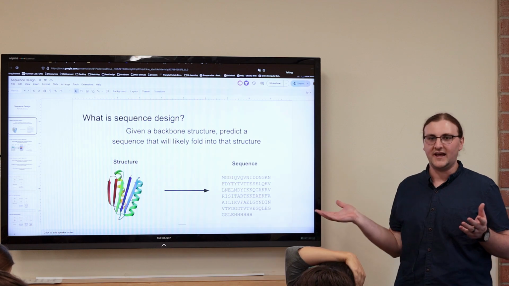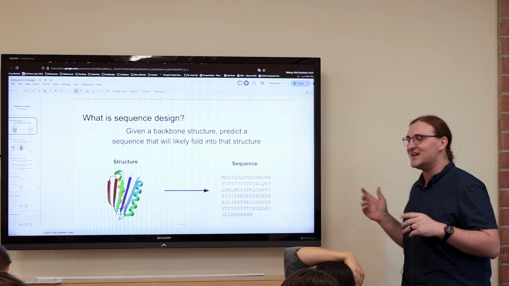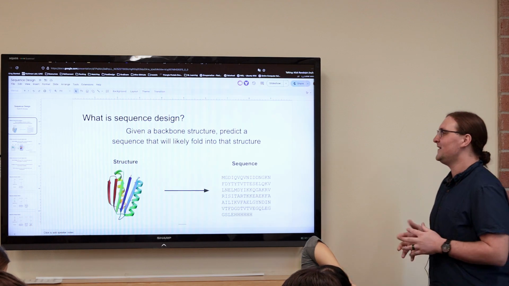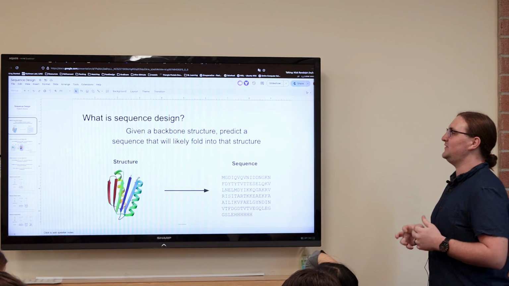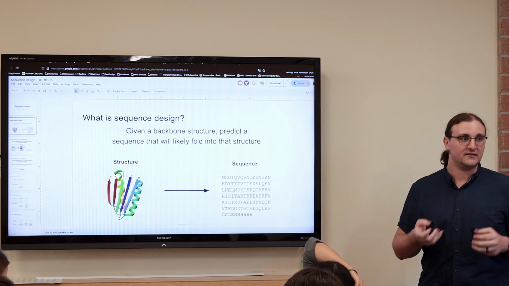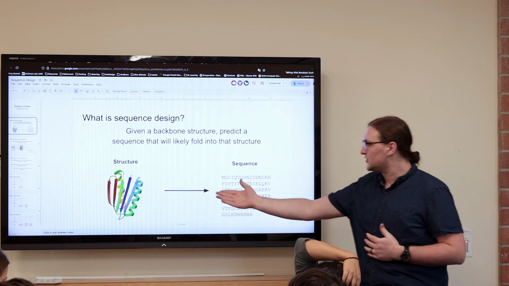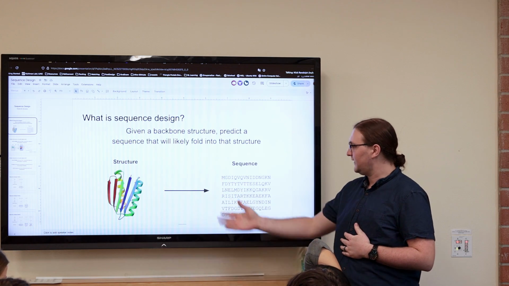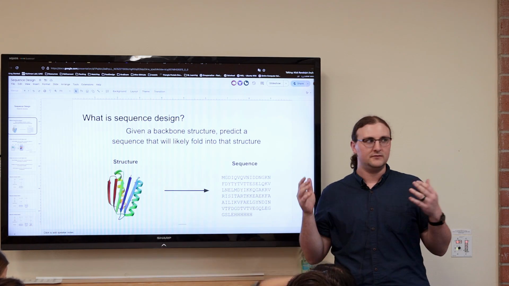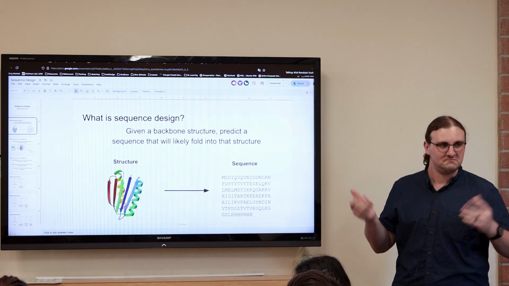I don't think I need to ask this question, what is sequence design? I know I've been doing that before, but I think at this point we've kind of figured this out. So the main idea of sequence design is, given a protein backbone, we want to predict a sequence that is likely to fold back into that backbone. So we have a structure, maybe say it looks like this. What sequence can be used to refold it into that shape? That's really all we're asking.